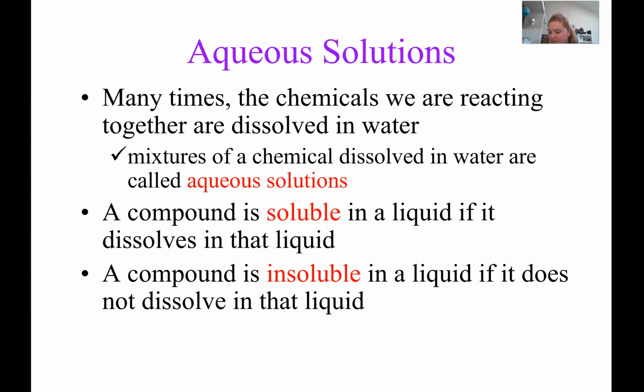So we do need to define some words. And the words we need to define are aqueous, which we talked about. We said that when chemicals dissolve in water, this is called an aqueous solution. And then the other 2 words on this slide are soluble and insoluble. Soluble is the description we use for a chemical when it dissolves in a liquid. So if something dissolves in a liquid, we say that it is soluble. If something does not dissolve in a liquid, then it is insoluble.